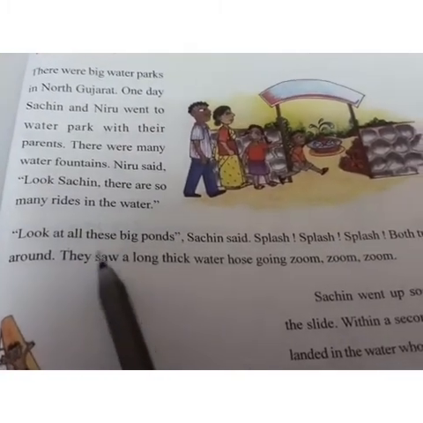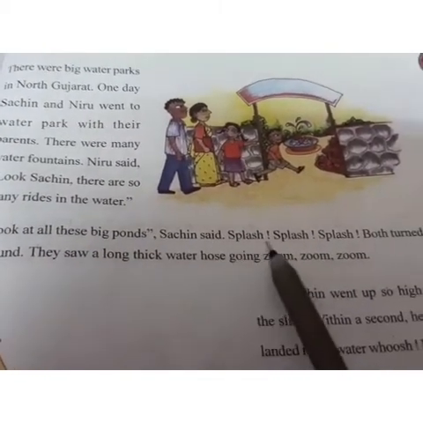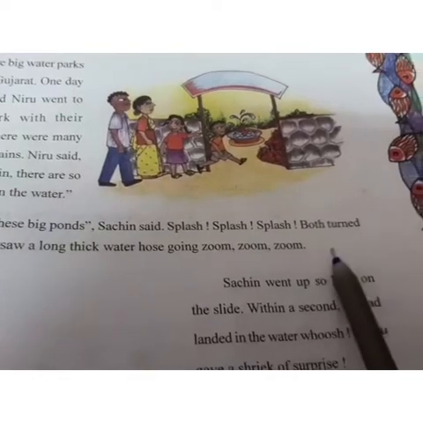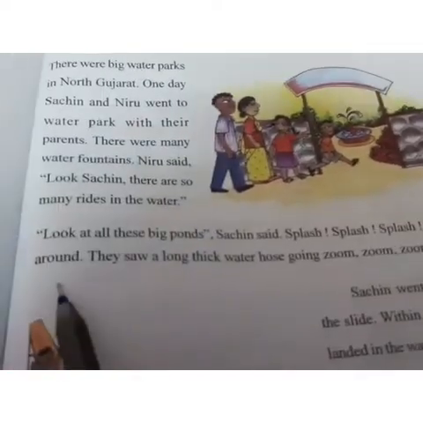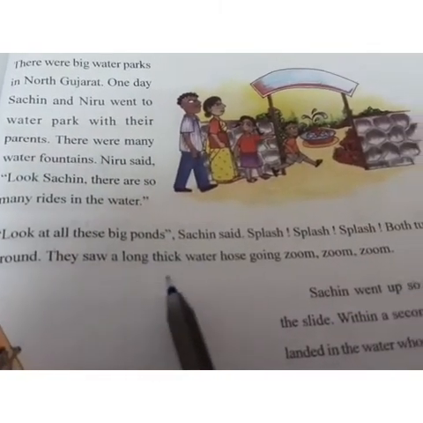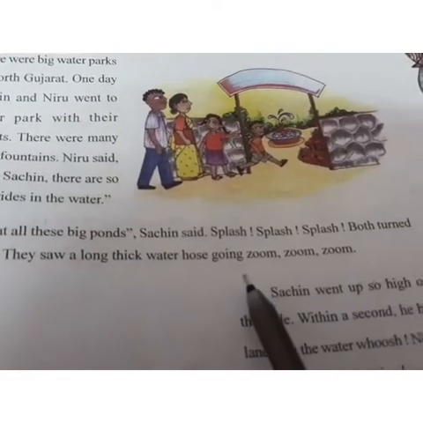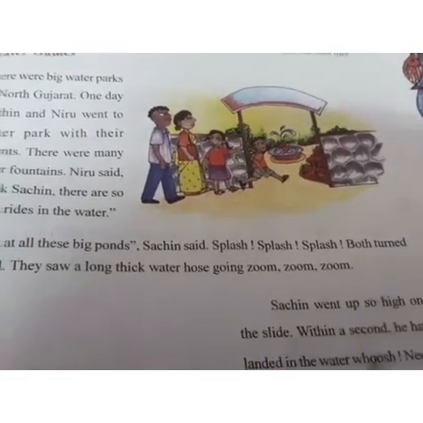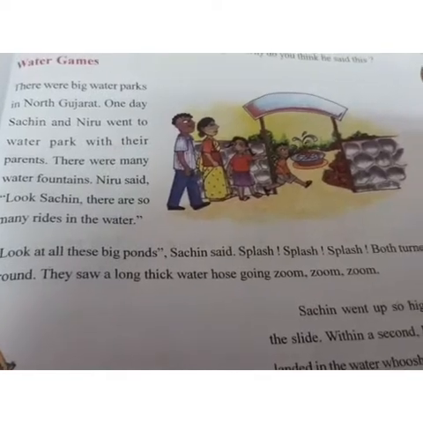Look at these big ponds, Sachin said. Splash, splash, splash. Both turned around. They saw a long, thick water hose going zoom, zoom, zoom, zoom. Now, Sachin, look at those big ponds.